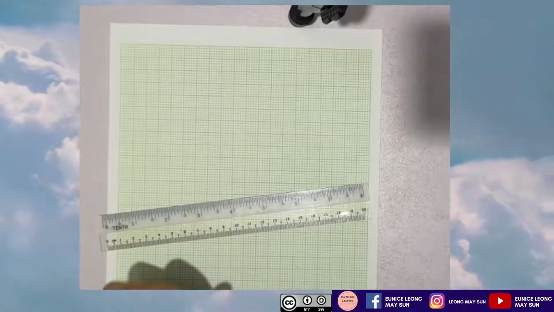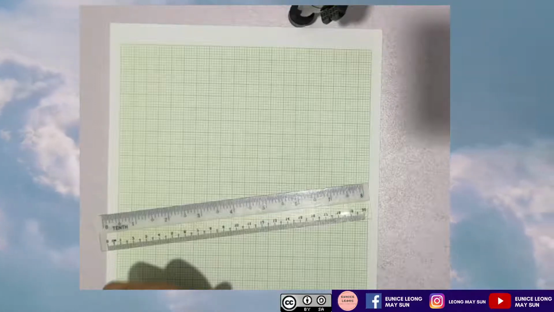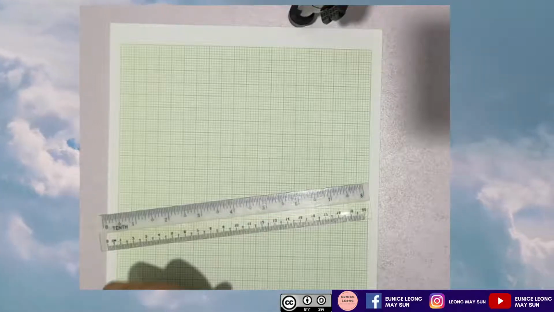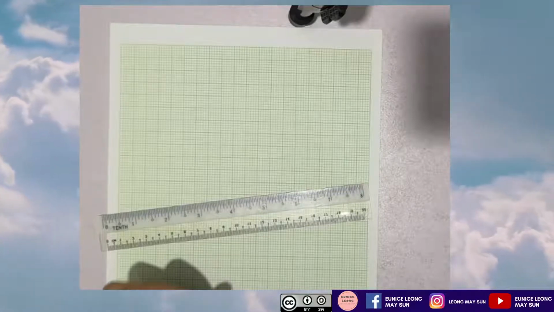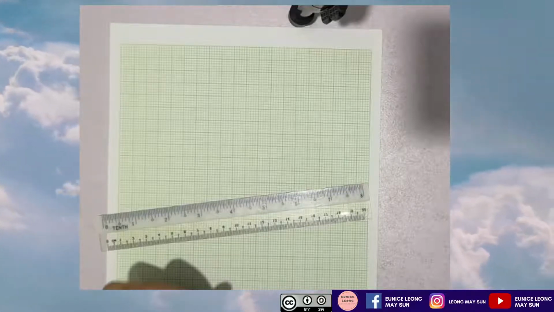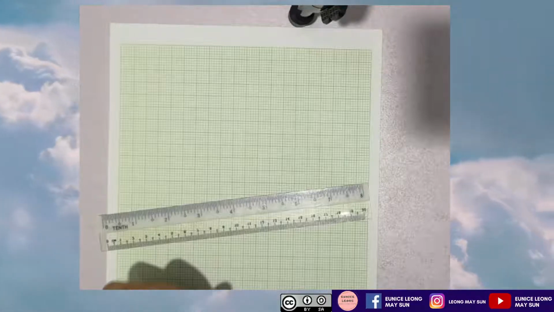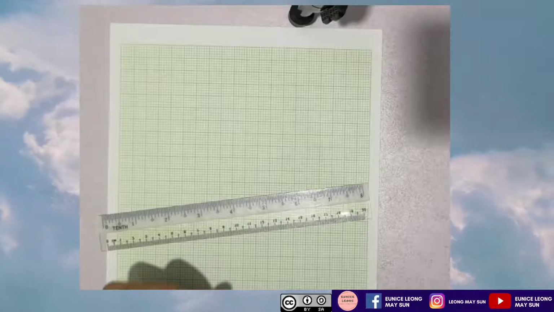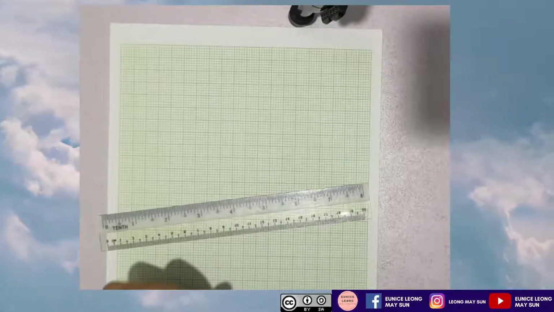What you need right now is a graph paper, ruler, and also your pen or pencil. If you do not have graph paper, you can use the test pad or your exercise book. But for practice purposes, I would strongly recommend that you use graph paper because the measurements are all there already. It simplifies your working.